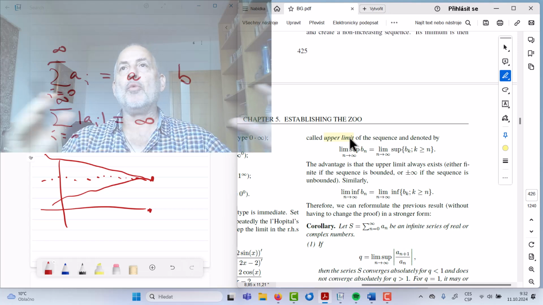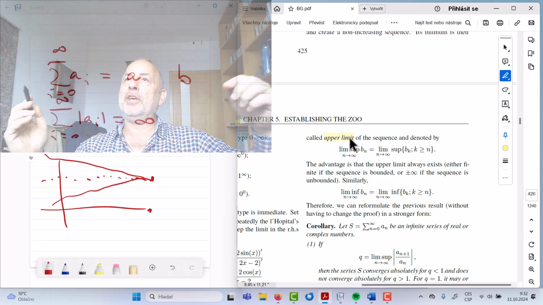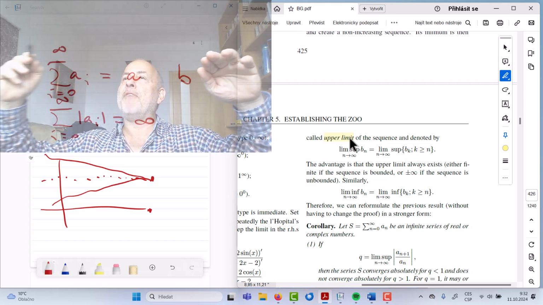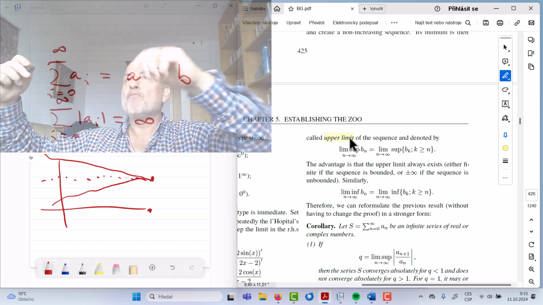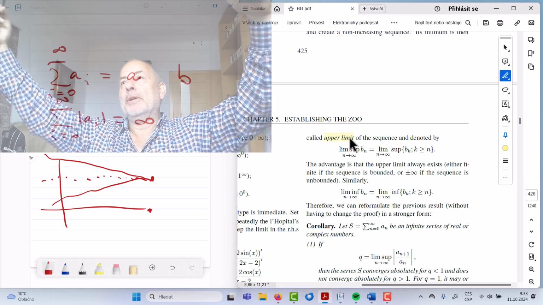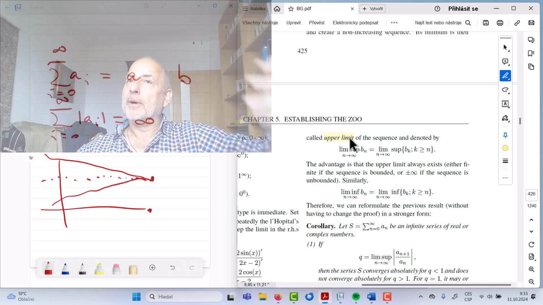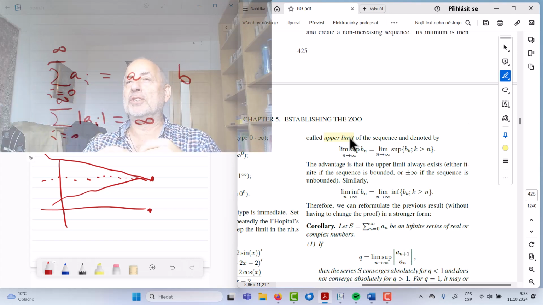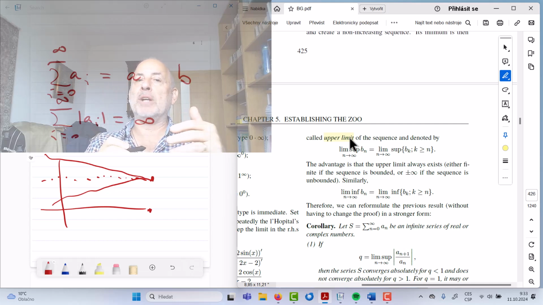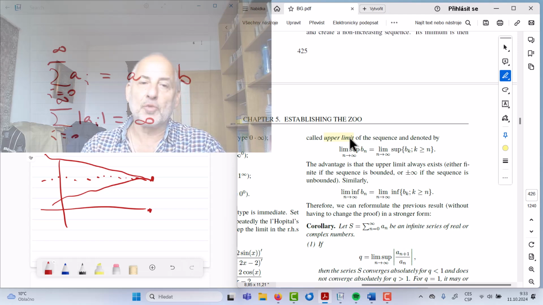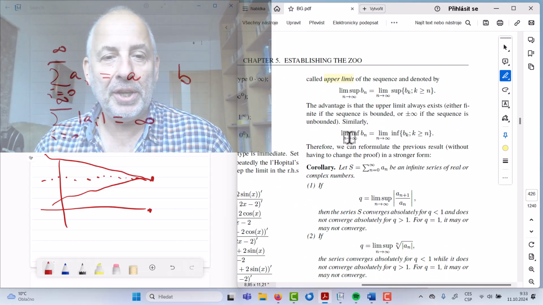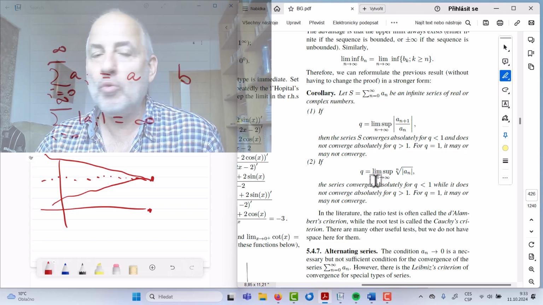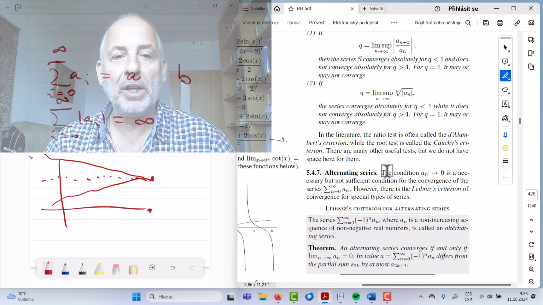If you have a sequence, you can look for all the limit points of the sequence. That's the values where some subsequence converges to. The biggest one might be infinity or minus infinity, and that's what's called the upper limit, but it might also be finite, right? For example, if you have a sequence with an infinite number of ones and minus ones, then the upper limit will be 1 and the lower limit will be minus 1, right? And in the ratio test and in the root test, you can replace the limits with limes superior, which is sometimes very useful.